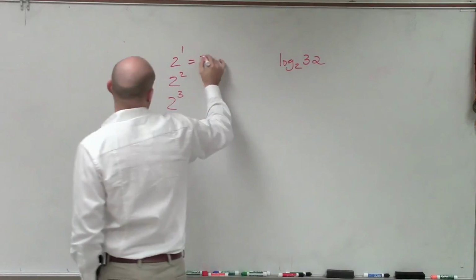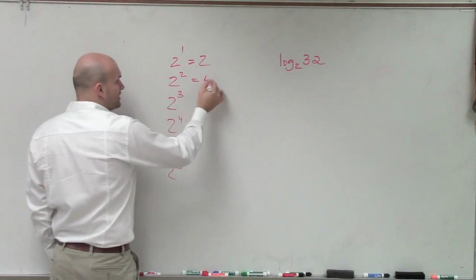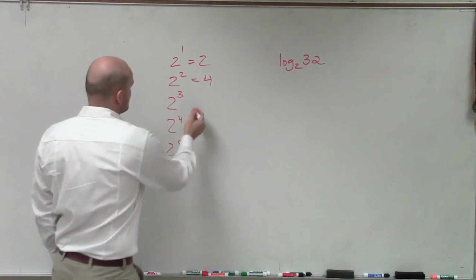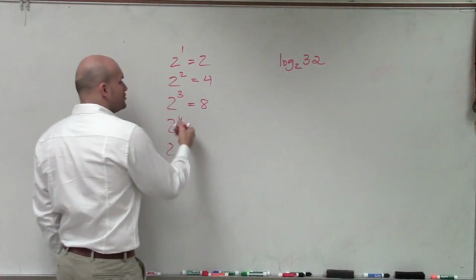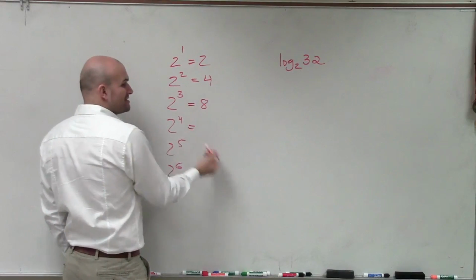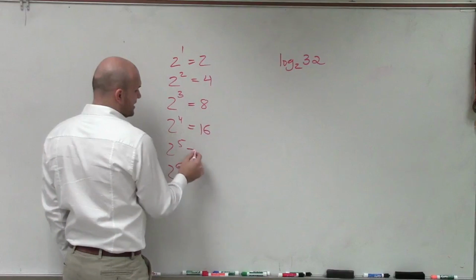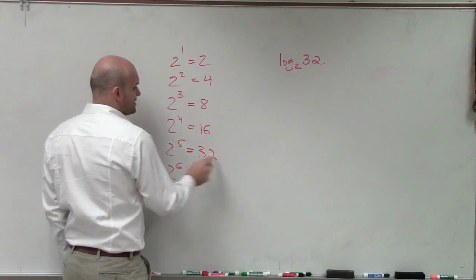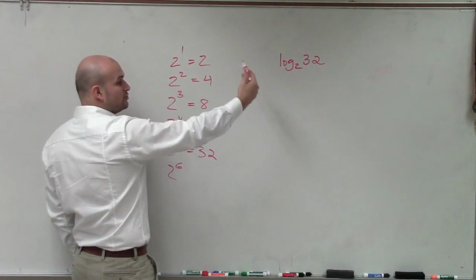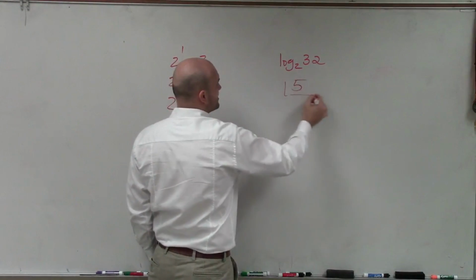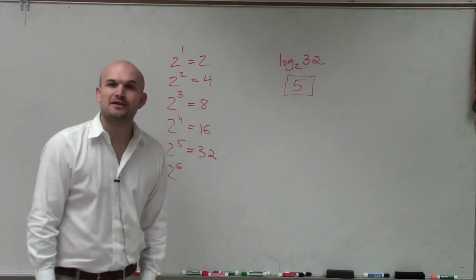Well, 2 raised to the first power is obviously 2. 2 squared is 4. 2 to the third power would be 2 times 2 times 2, which is going to be 8. 2 raised to the fourth power is pretty much taking your previous number and multiplying it by 2. So that's going to be 16. 16 times 2 would be 32. So therefore, we can see that 2 raised to the fifth power equals 32. That's what our logarithm is asking. So we can evaluate this expression as the number 5.